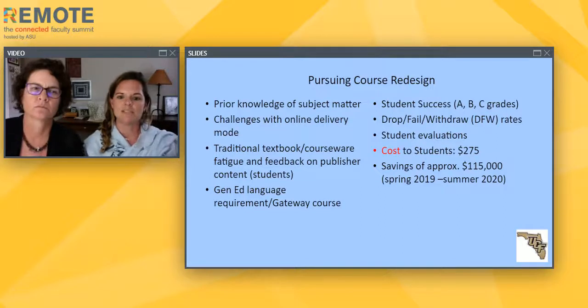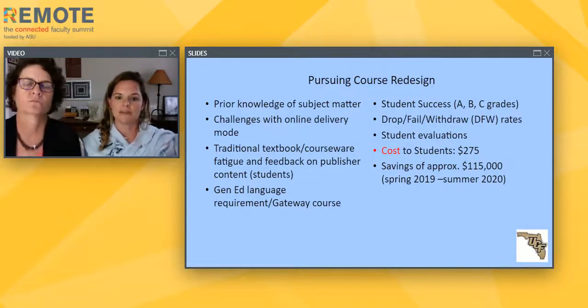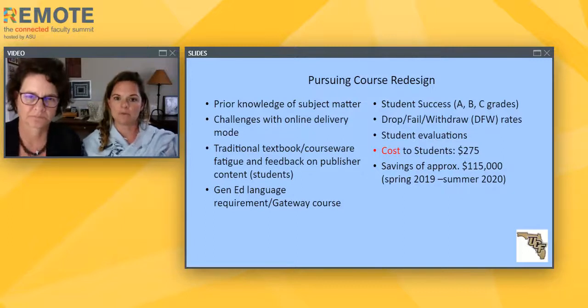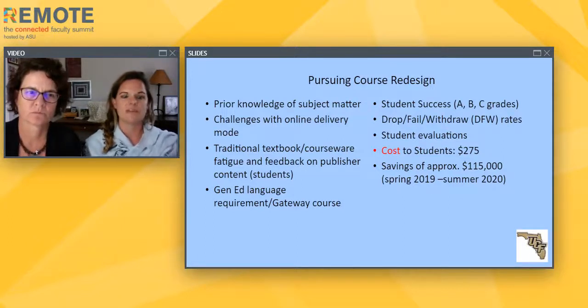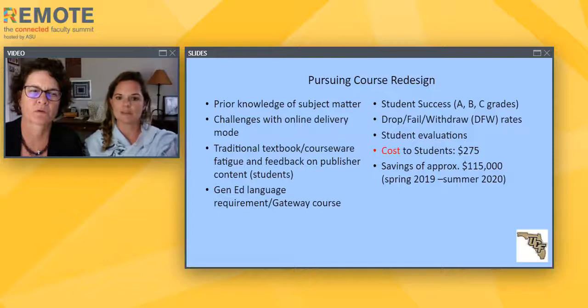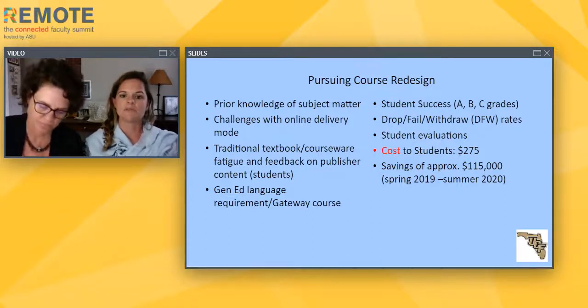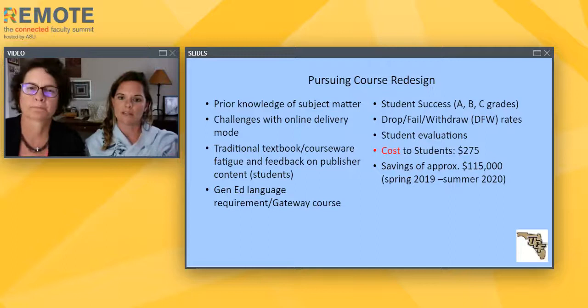And also, it's a gen ed language requirement for most of our College of Arts and Humanities students. It's a gateway course. And so that was what the university wanted to focus on. They wanted to focus on these courses that had high numbers of students. We have over 3,000 students that go through these elementary Spanish courses each year. And that's fall, spring, and summer. And so those were some of the main reasons that Anne and I wanted to pursue the course redesign. And then she's going to talk a little bit about the university's motives and what they were looking at trying to do.